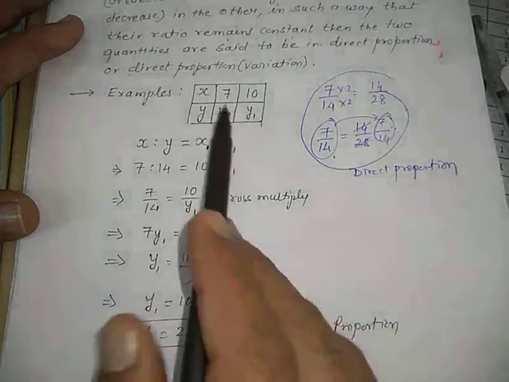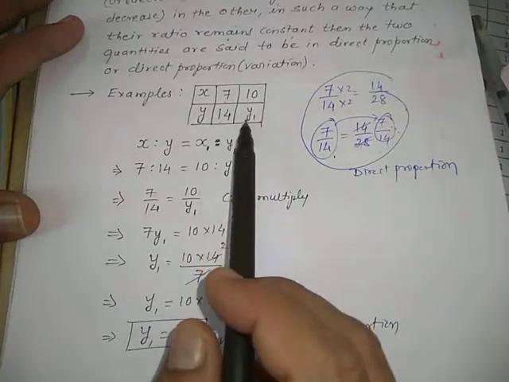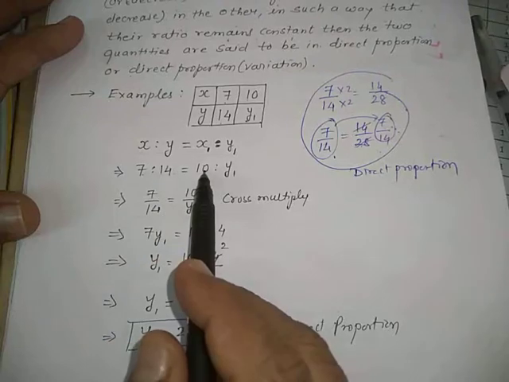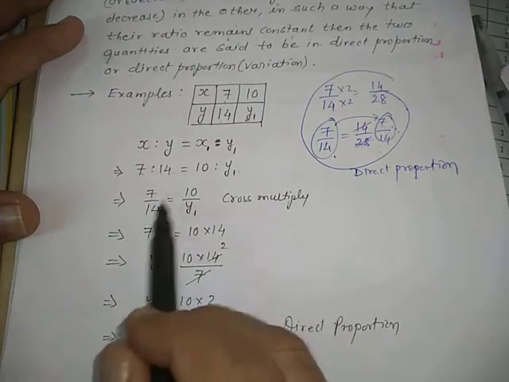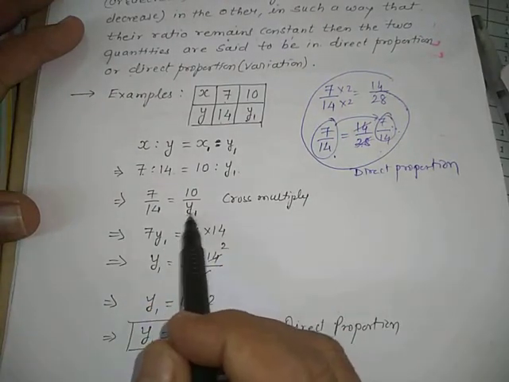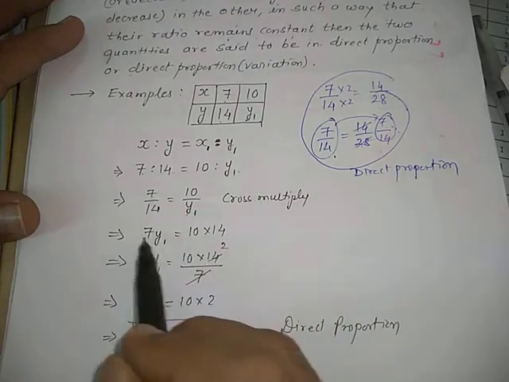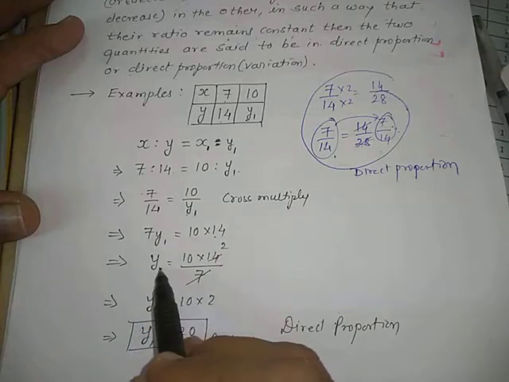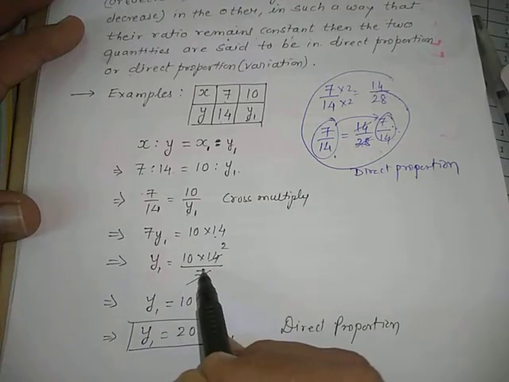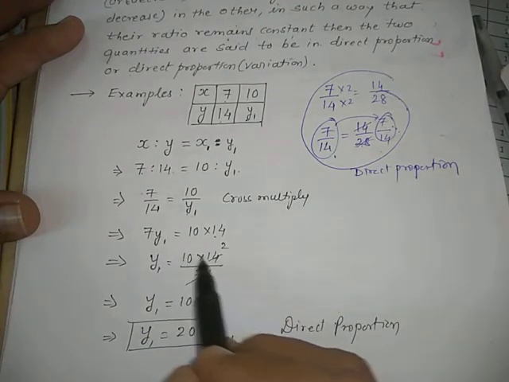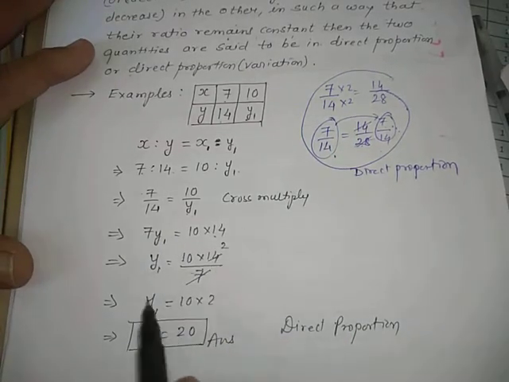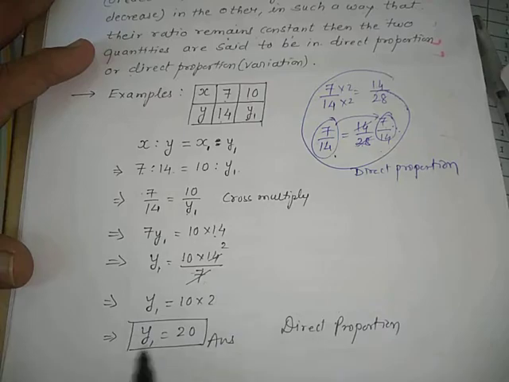Clear, friends? Here one example is given, 7/14 and 10/y1. So 7 is to 14, then 10 is to how much? So 7/14 is equal to 10/y1. Cross multiply. y1 we want to find. So y1 is equal to 10 into 14 by 7. 7 twos are 14, cancel it. So y1 is equal to 10 into 2, that means 20.